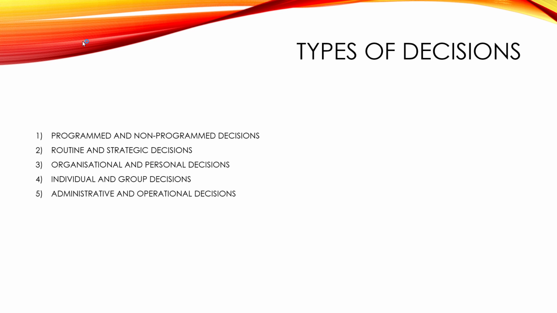Now we can study routine and strategic decisions. Routine decisions are also known as operating decisions or tactical decisions. They involve short-term commitments. They have minor impact on the future of the organization and are repetitive in nature. These decisions are generally made at lower levels of management and are related to day-to-day operations of business.